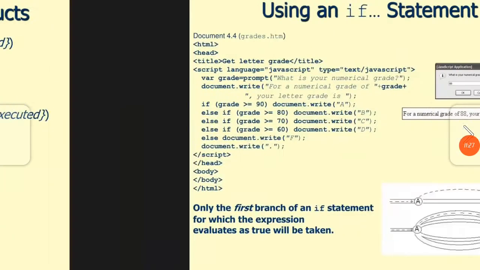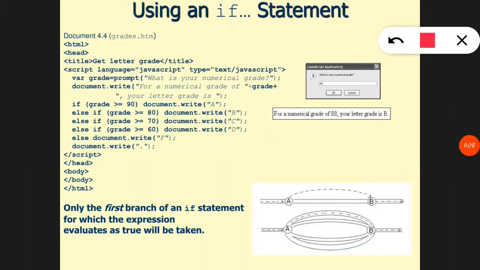Okay. So, see this example, this is an example for simple if. And see this is the HTML head, that is HTML tag, head tag, title tag. So, get the letter grade and script, that is a script tag. In the script tag there are two attributes, language and type. For the language, JavaScript is the value, and for the type, text/JavaScript is the value.